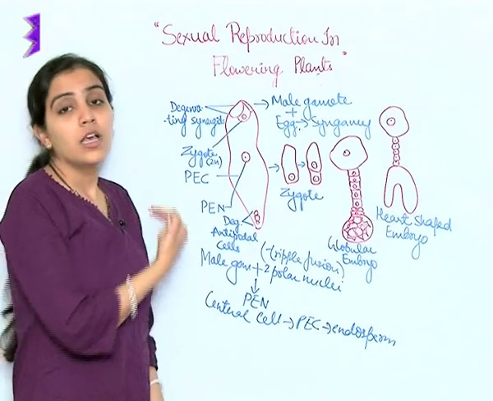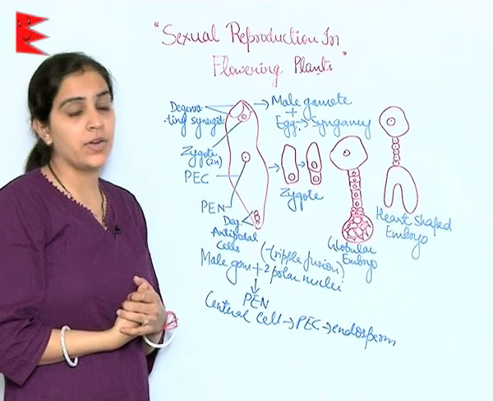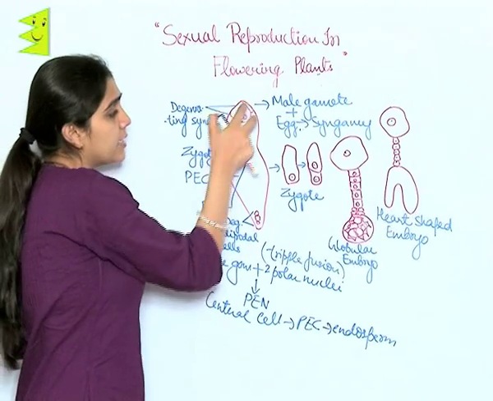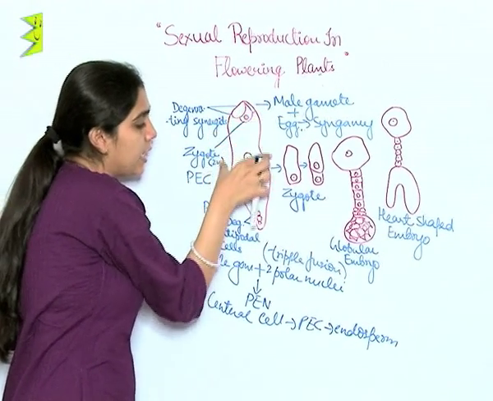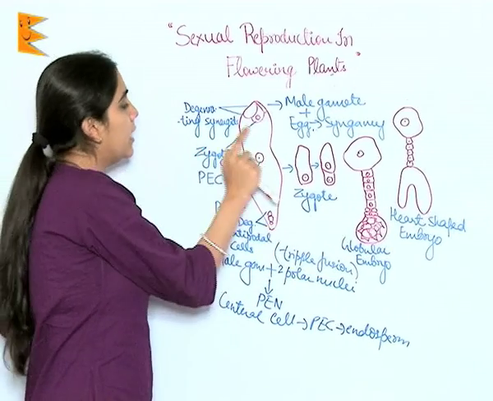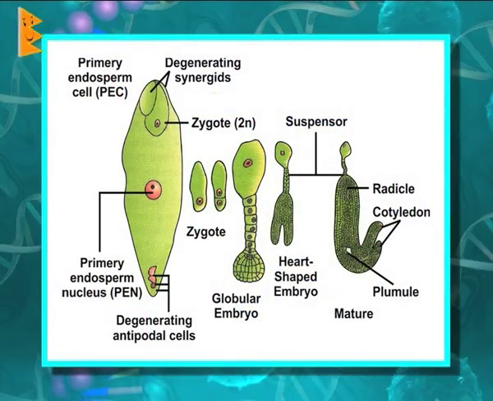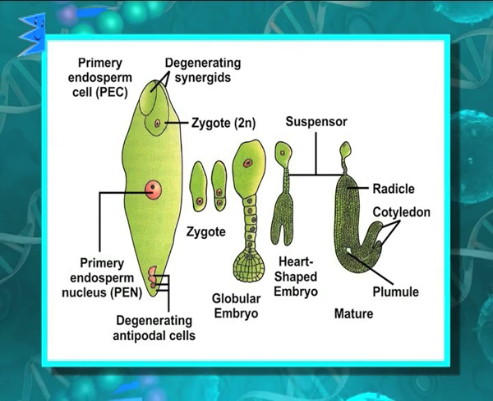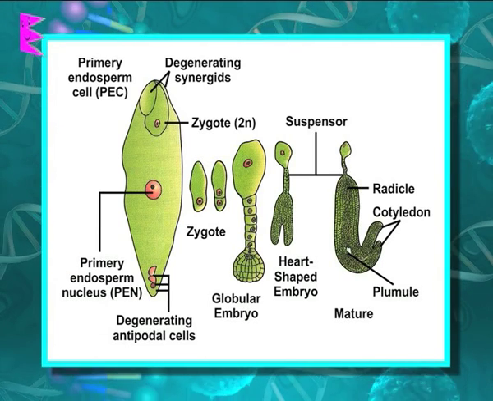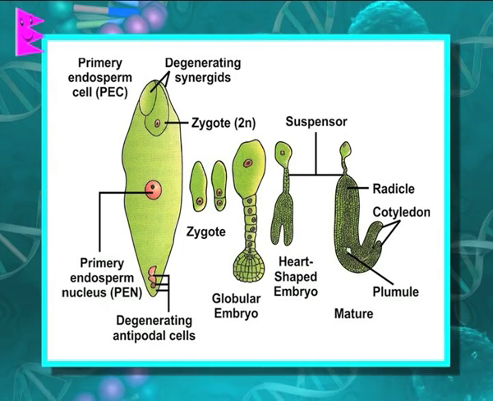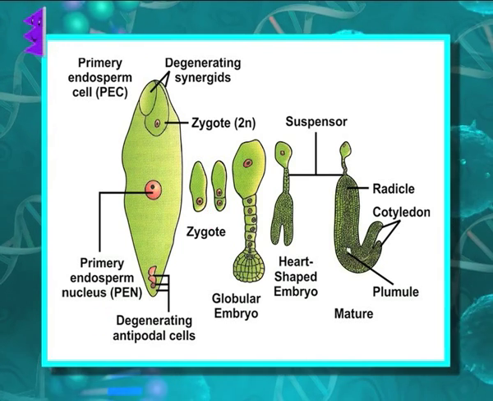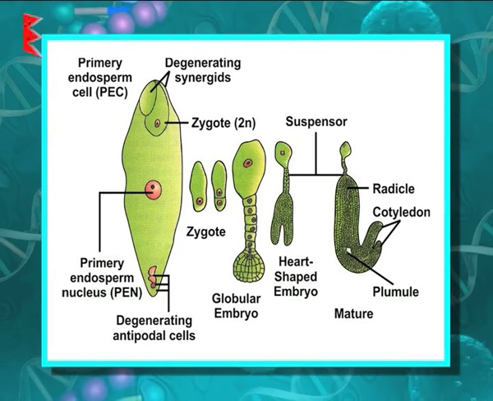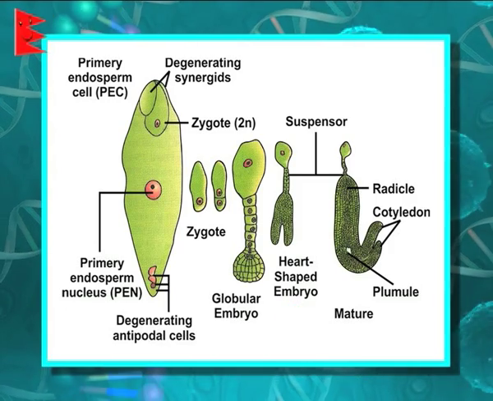In flowering plants, fertilization is usually termed double fertilization. Let us study why it is known as double fertilization. Now you can very well see a fertilized ovule. Here the synergids are degenerating, and a 2n zygote is formed. This is the primary endosperm cell, this is the primary endosperm nucleus, and the antipodal cells are also degenerating. Further, it will lead to embryo formation, and these are two stages of embryo, globular embryo and heart-shaped embryo. This is usually seen in case of dicotyledons.